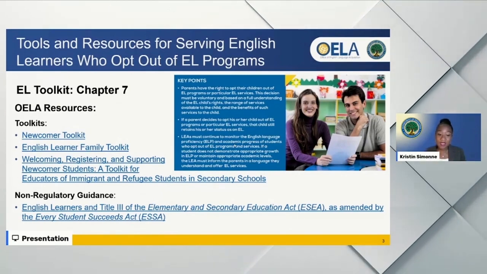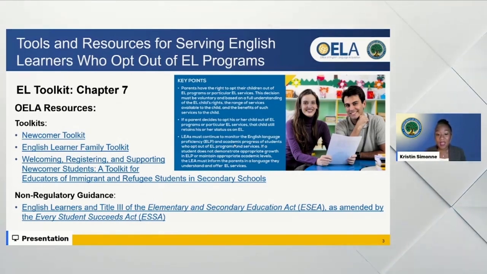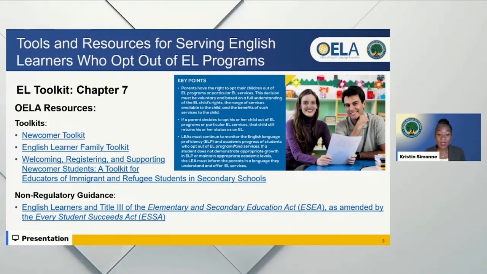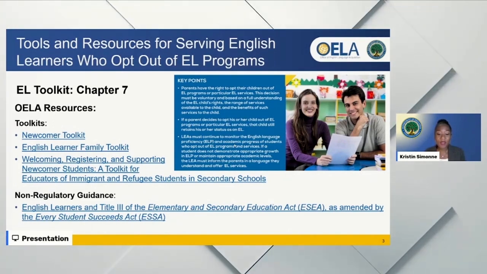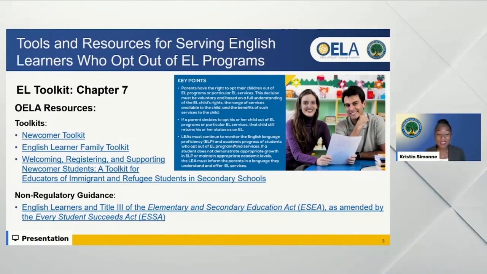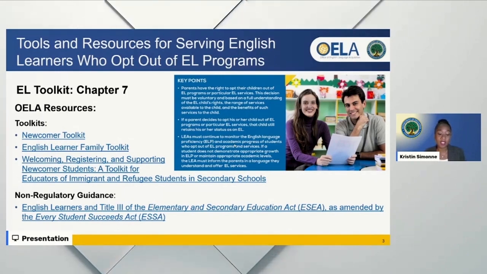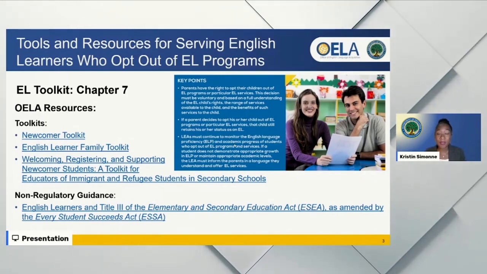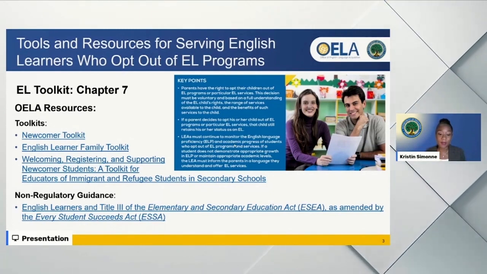The Institute of Education Sciences also has a toolkit that speaks to the same topics for educators of immigrants and refugees in secondary schools. The non-regulatory Title III guidance released by the U.S. Department of Education's Office of Elementary and Secondary Education, OESE, in 2016 provides guidance on informing English learner families about their rights to opt out of English learner services for their children and provides information on supporting English learners who opted out of English learner services.